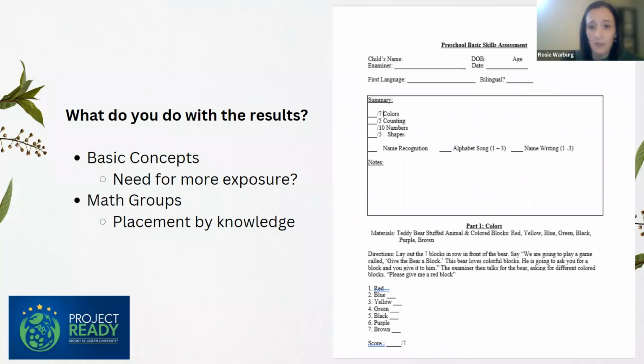So after we've assessed our students with the CBA, the question is, what do we do with these results? We know that we always want to be using our assessments for a purpose. Our assessments are used to guide our instruction. So we will take the information that we gather about our students from the CBA, and then we use that information for what we call basic concepts or our math groups. So basic concepts are for students who need more exposure to these early skills, these basic concept skills like colors and shapes. And then our math groups are guided by students' knowledge of math skills. So we place them in groups accordingly.